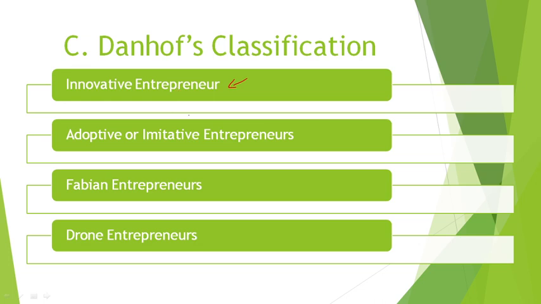Adaptive or imitative entrepreneurs are those who imitate the innovations. Fabian entrepreneurs are those who see the benefits of innovation and are likely to do the business. Drone entrepreneurs do nothing for the new innovation. They are traditional, having a traditional approach, and stick to their business even if they incur loss.